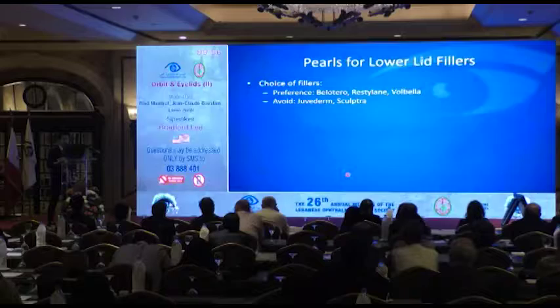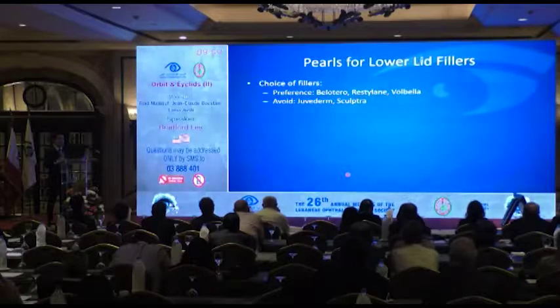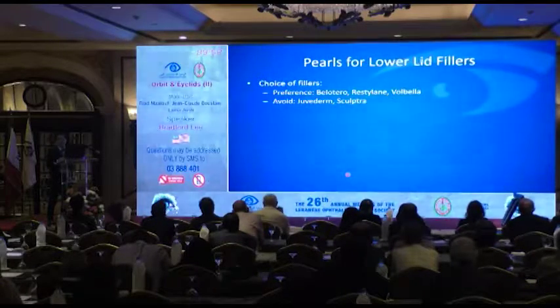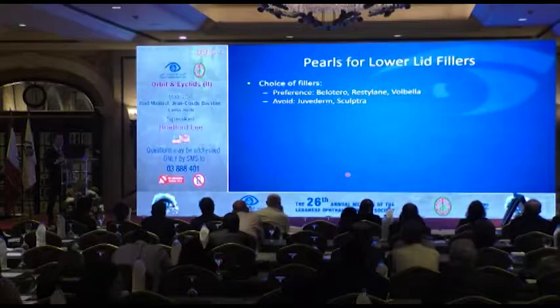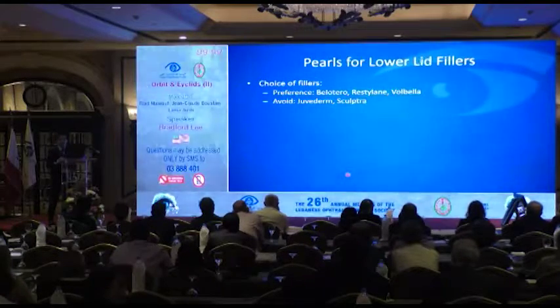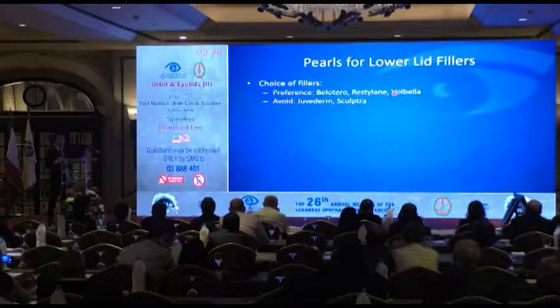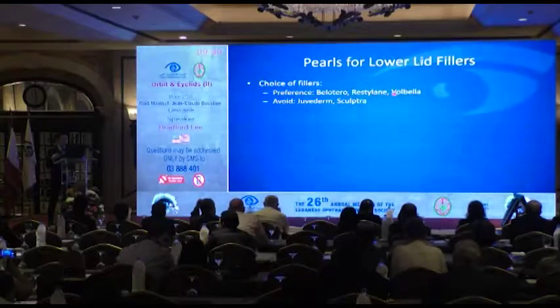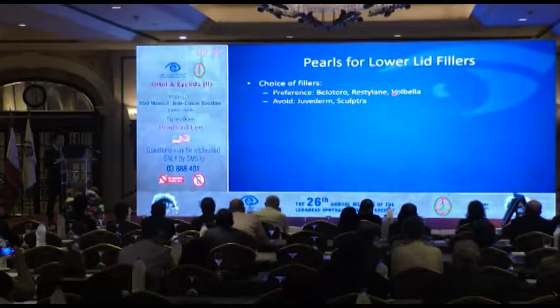So pearls for lower lid fillers, it's very important to choose an appropriate filler. Typically we want a lower concentration filler with a lower G prime. Belotero is really my favorite, but the new Allergan product Volbella works very well. I definitely would avoid the traditional Juvederm Ultra, Juvederm Ultra Plus. They're very hydrophilic. They absorb a lot of fluid and they can migrate down into the cheeks.